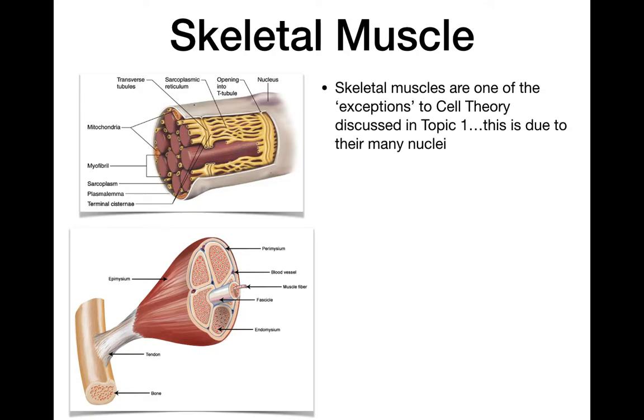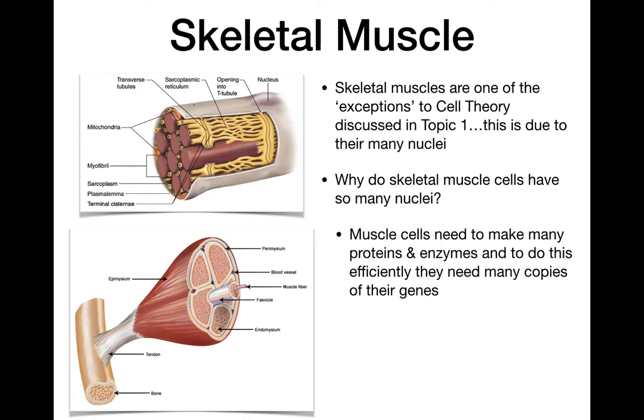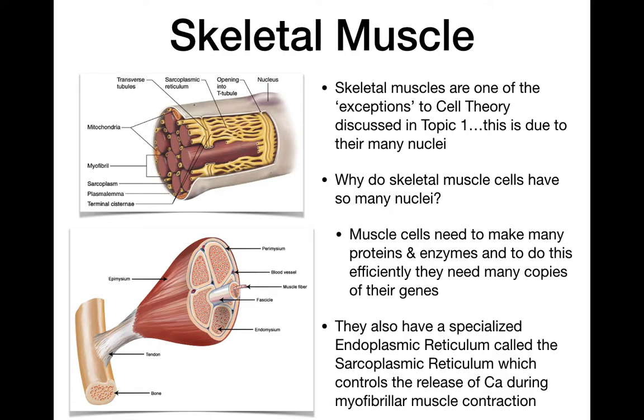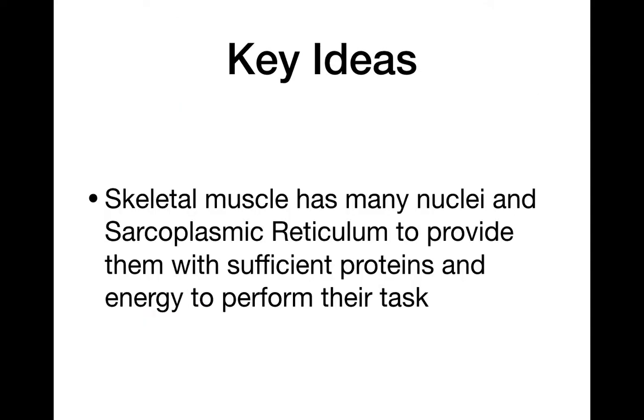Okay. So skeletal muscles are one of the exceptions because they have so many nuclei, and they have to have so many nuclei because they need to make lots of protein. And the instructions for making protein are in the DNA, which is in the nucleus. So more instructions means more transcription. Translation means more proteins can be produced. They also have what's called a sarcoplasmic reticulum, a specialized type of endoplasmic reticulum that's really important for the release of calcium during muscle contractions, which we're going to talk about in a little bit.